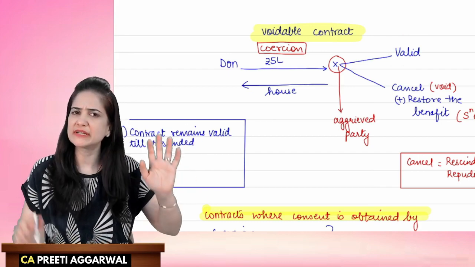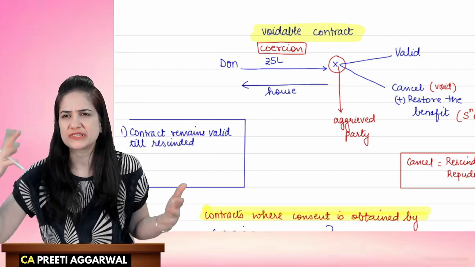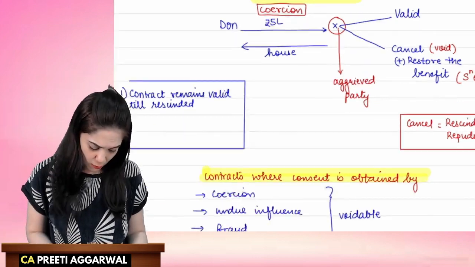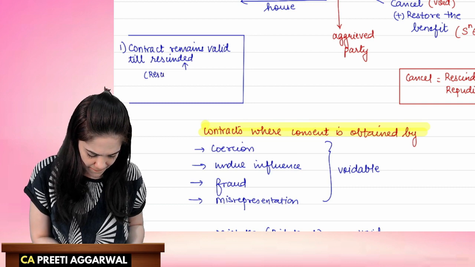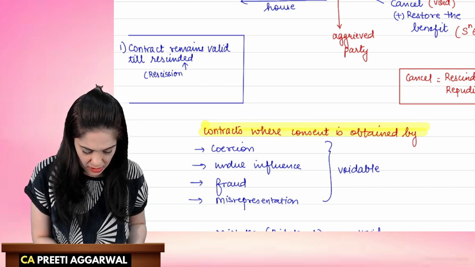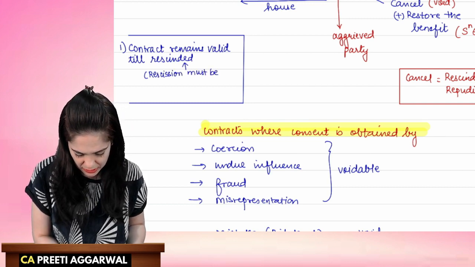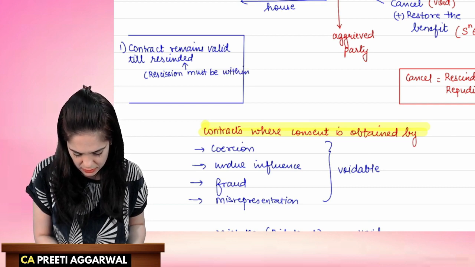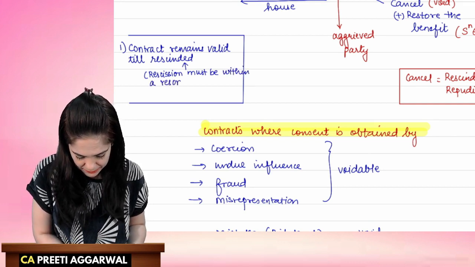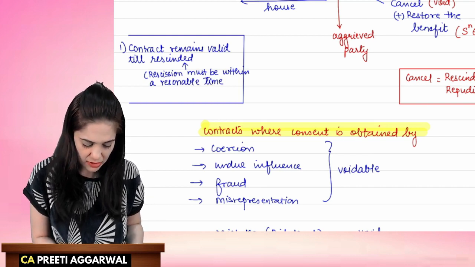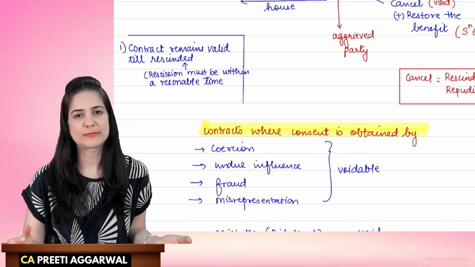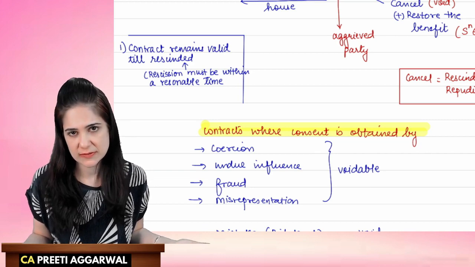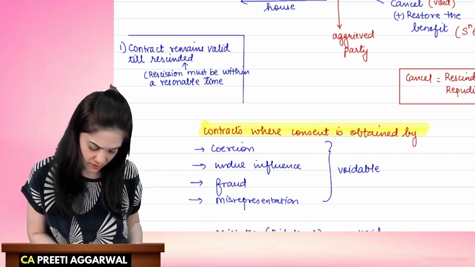So, ma'am, can the aggrieved party decide anytime, like, after 2, 3, 6 months, 10 months? No. Whatever decision you want to take, the decision to rescind must be taken within a reasonable time. Now, what is reasonable? That is not defined in law. It depends upon the facts and circumstances of the case. What is reasonable? We don't know. It depends on the facts and circumstances.